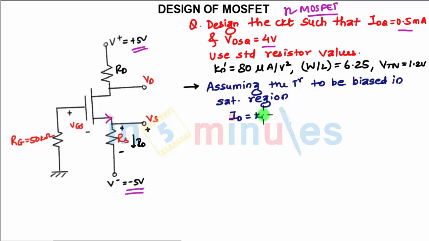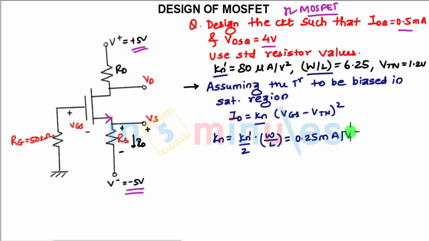IDQ is Kn times (VGS minus VTN) the whole square, but we don't know Kn. They have given us Kn dash and W by L. So we can find Kn as Kn dash by 2 into W by L. This is the formula to find Kn. After substituting, you will get it as 0.25 milliampere per volt square.